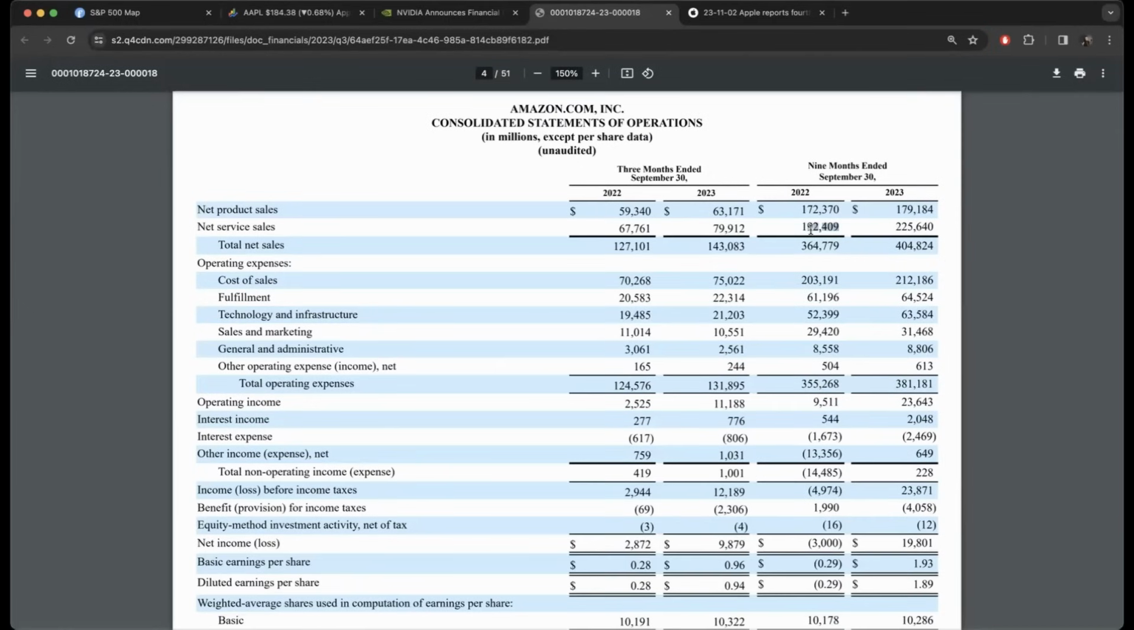And total service sales went from 192 billion to 225, meaning total growth from 364 billion to 404 billion dollars, which is absolutely jaw-dropping. I mean, talking about a company here making $404 billion. It's just something you couldn't have imagined, I think, even 10 years ago.